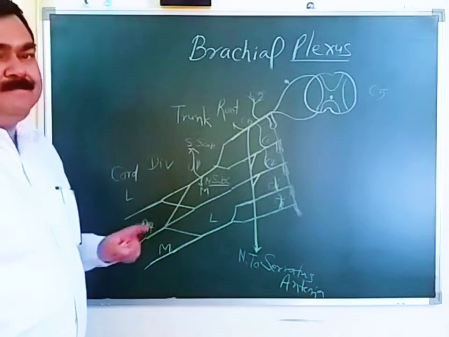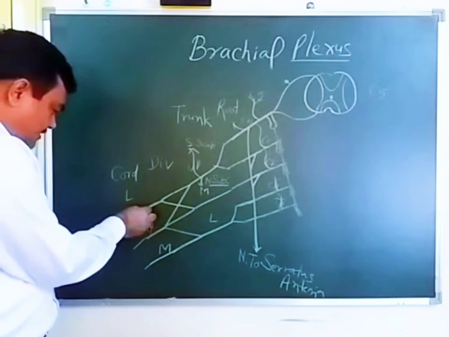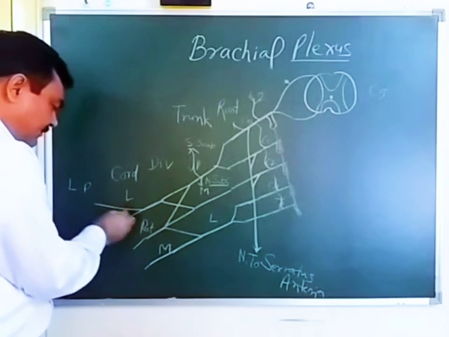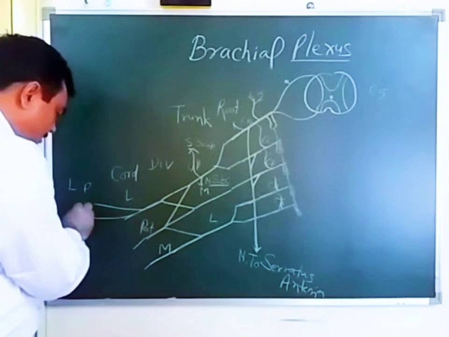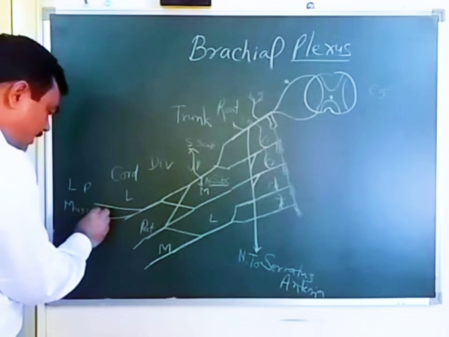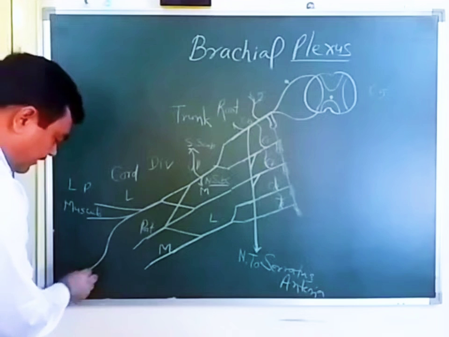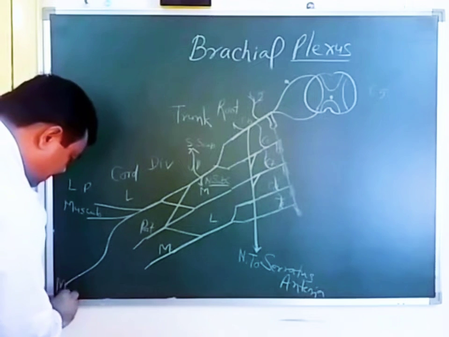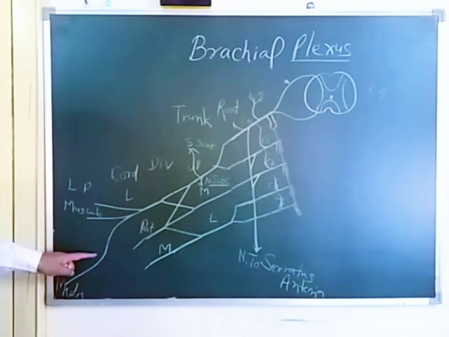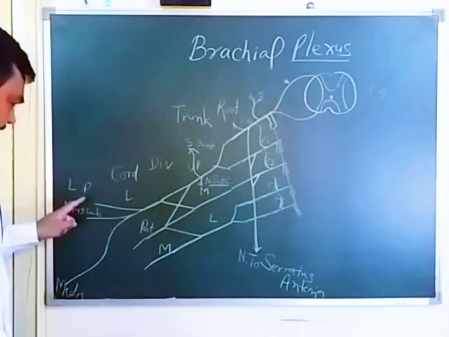Now in the cords, the lateral cord gives three branches: lateral pectoral, musculocutaneous, and the lateral root of the median nerve. Here is the median nerve. This is the lateral root of the median nerve. So the lateral cord gives three branches.